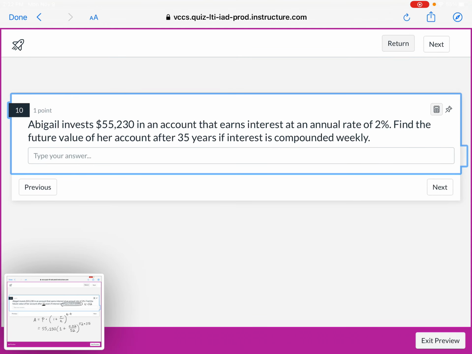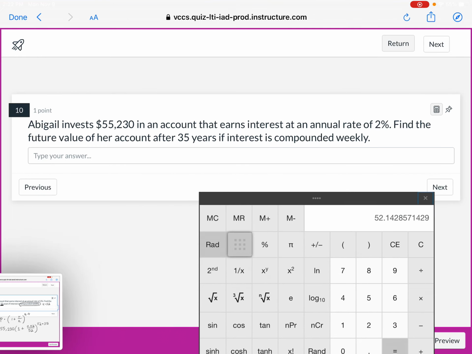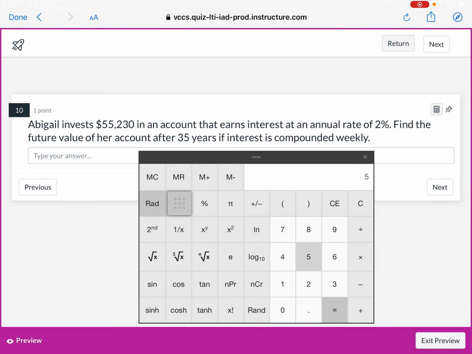Now, you guys may not have the scientific calculator that I have. So let me see if I can go ahead and use this Canvas calculator that I included on this quiz. We may be able to use this calculator.